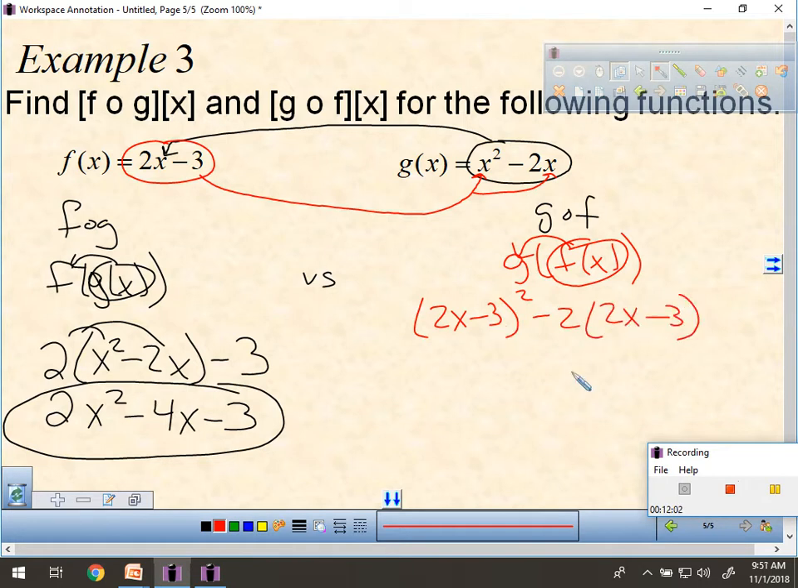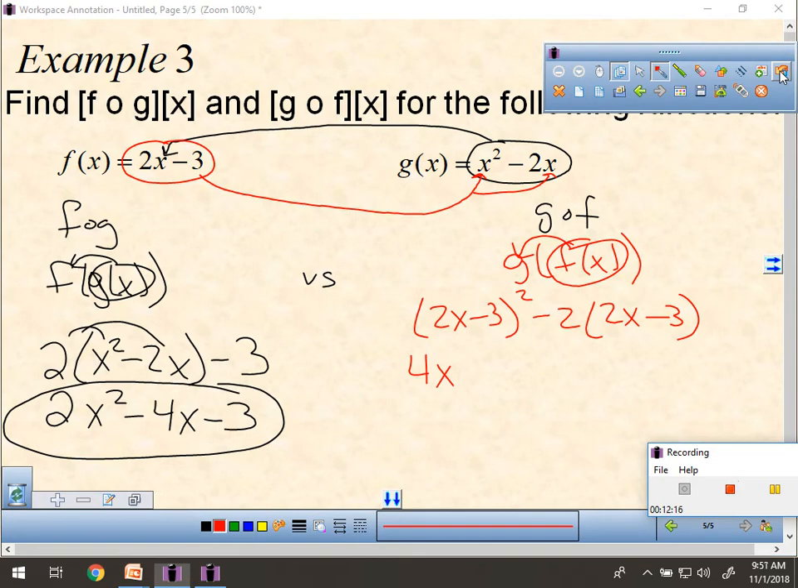Now, here's a common mistake, guys. You can't just assume that 2x minus 3 squared is 4x squared plus 9. You can't just multiply them. Remember, that stands for FOIL. You're going to have to write that twice. You're going to have to FOIL this out. So 2x minus 3 squared literally means 2x minus 3 times 2x minus 3.